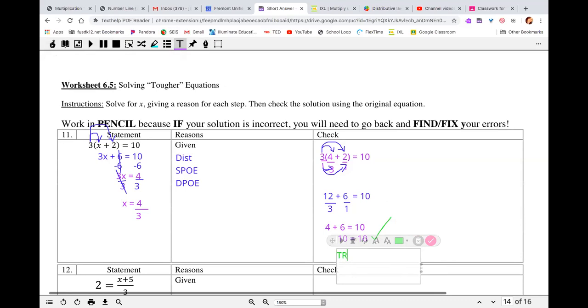Okay, so true. All right, do I need to do anything else for this problem?